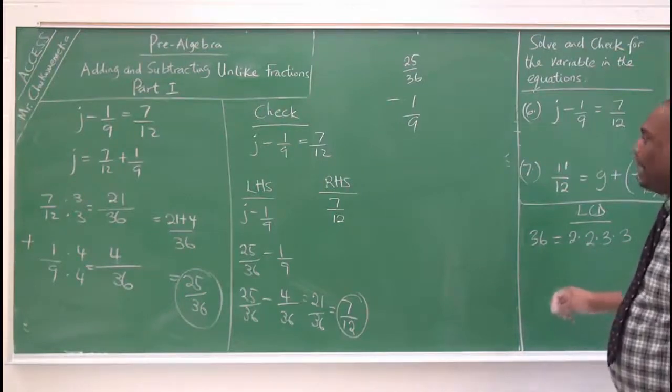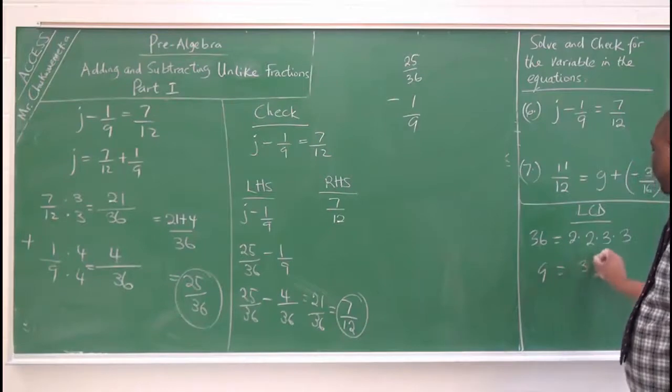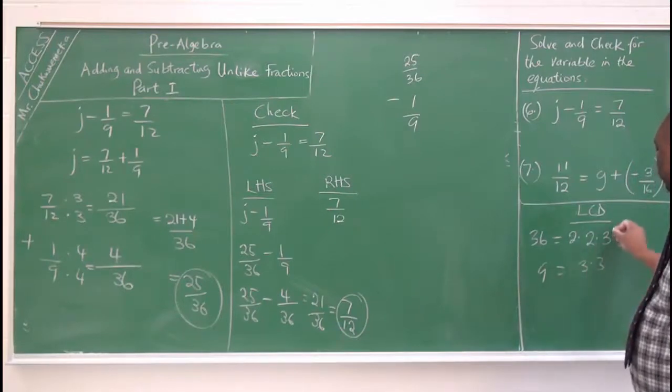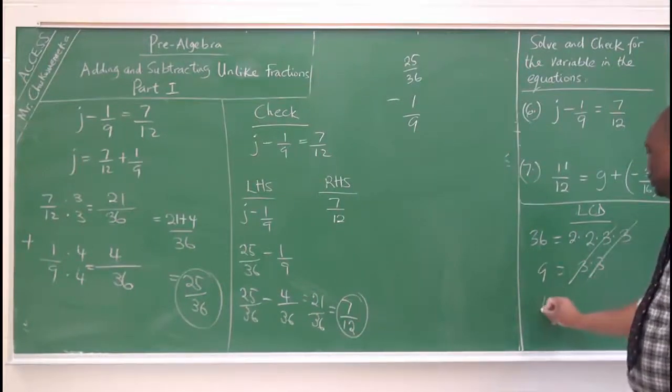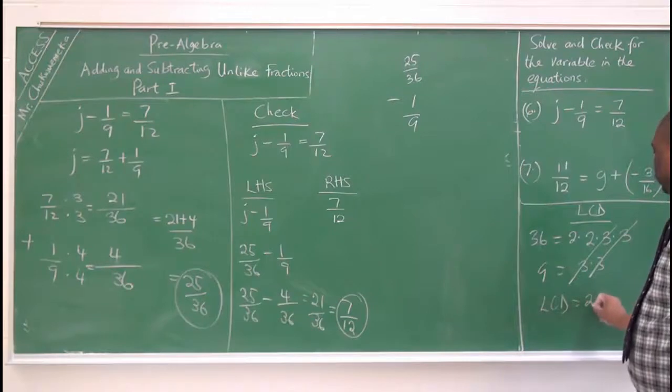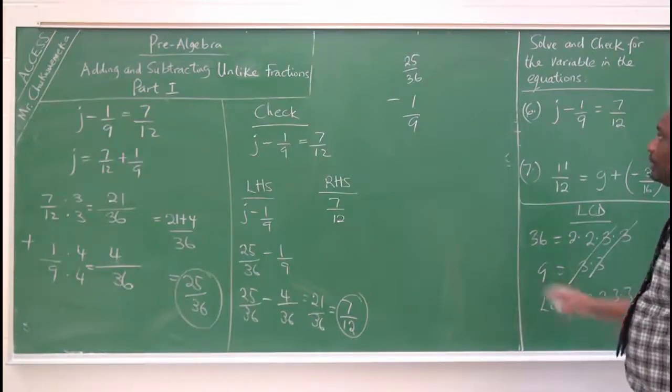The next one is 9. 9 is what? 3 and 3. So 3 and 3 are called 2 times, we count it as 1. LCD will be 2 times 2 times 3 times 3. And that gives us 36.